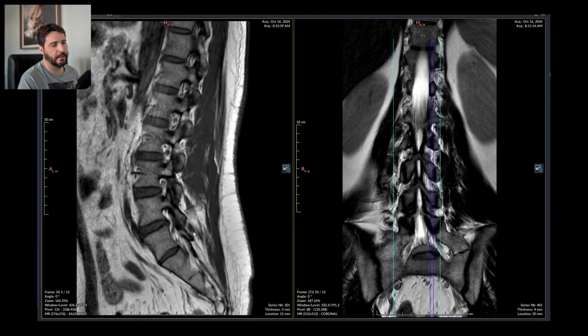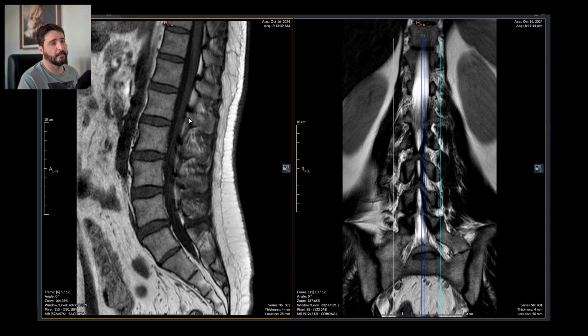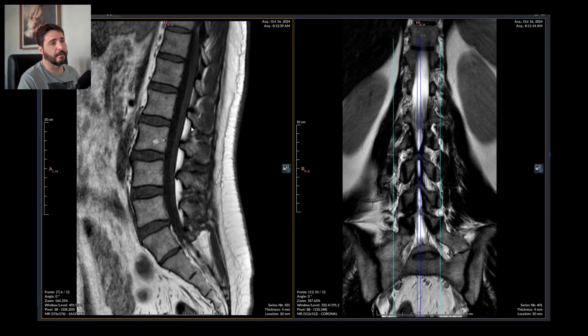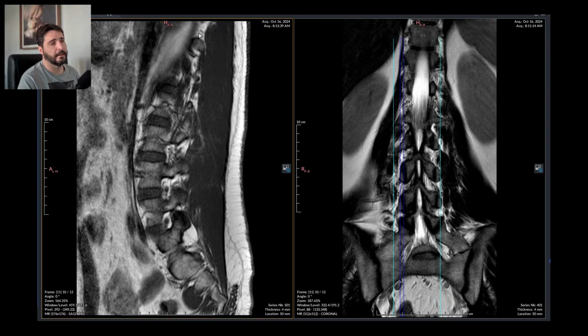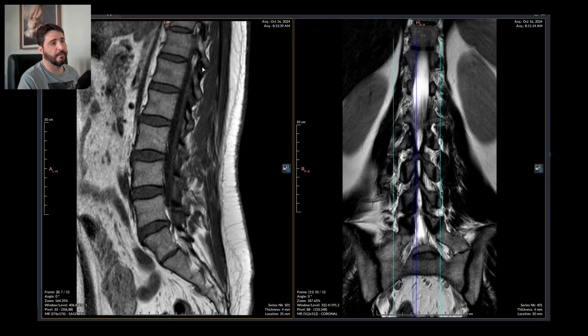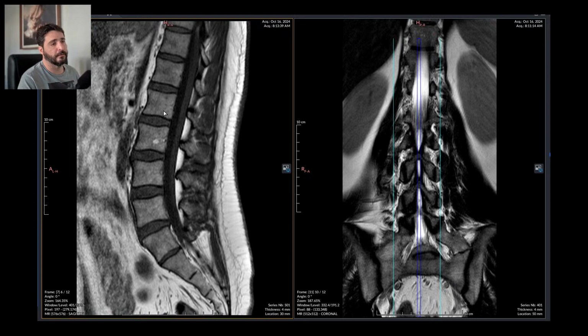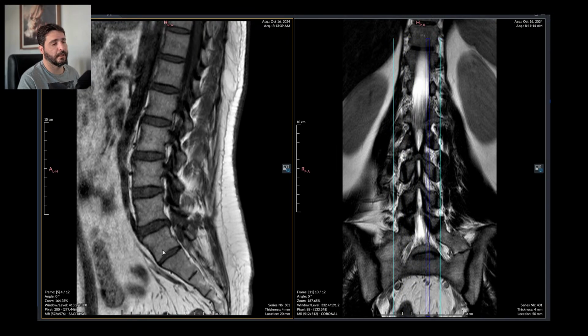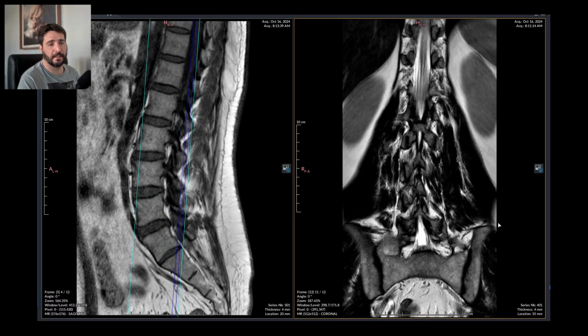This is clearly a transitional vertebra. I want to see if this is in L5 or in S1 vertebra. This is probably the last rib. So this is D12. L1, L2, L3, L4, L5. So this is a transitional S1 vertebra. It's an S1 vertebra turning into a lumbar vertebra. So let's call it that.